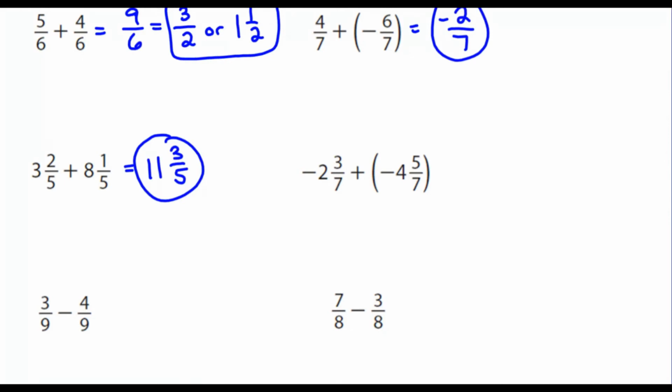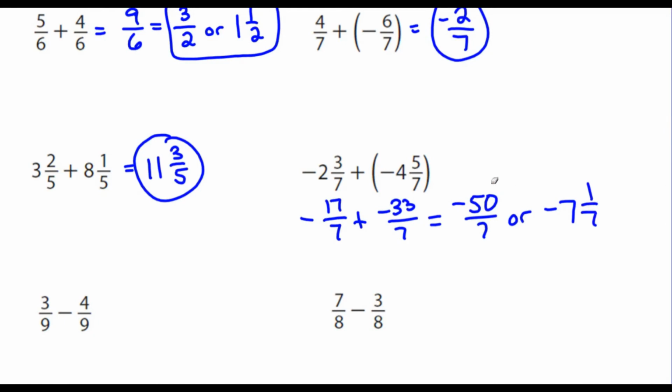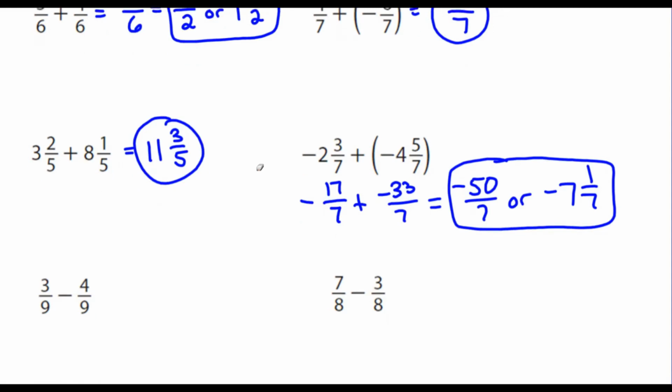So -2 3/7 is -17/7, and I'm going to be adding -4 5/7, which is -33/7. So now I can just deal with the numerators. Now I don't have to worry about dealing with mixed numbers. And when I combine the numerators together, I get -50/7, or if I change that back to a mixed number, -7 1/7. Okay, that'll just make our life a little bit easier when dealing with those negative mixed numbers.